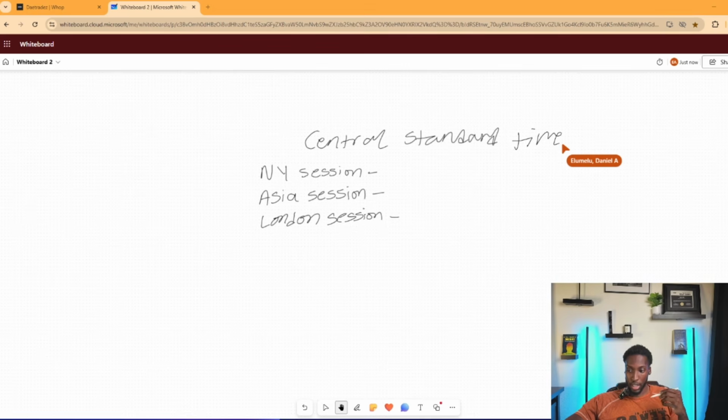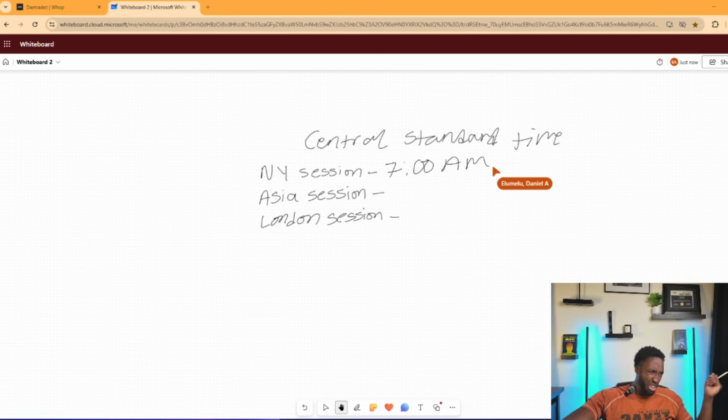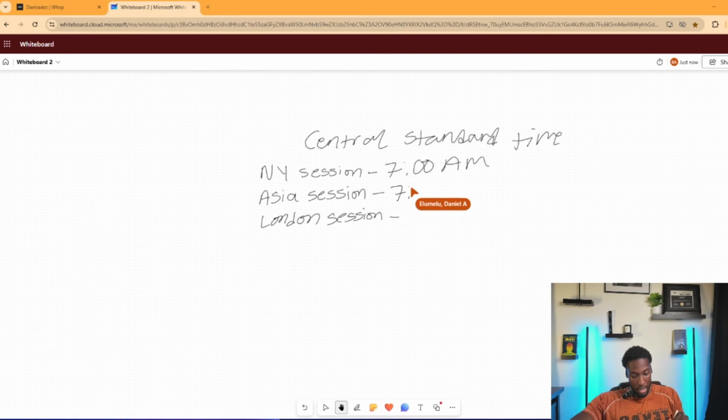Right? So for New York session, it will open at 7 a.m. Dang, I thought the New York session opens at 8:30, whatever. We're trading gold. You have to understand this. We're trading gold. Pre-New York session, that pre-session, what do they even call it? Pre-open, pre-session open, whatever it is they call it, 7 a.m. Asia session is at 7 p.m., aka 19. And then London session is at 1 a.m.